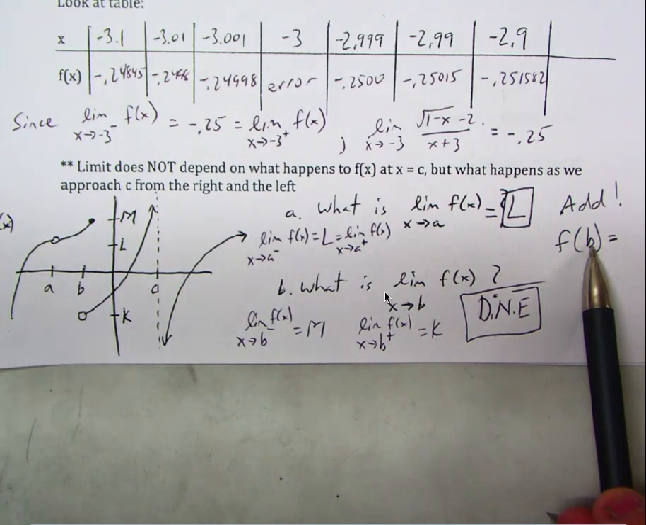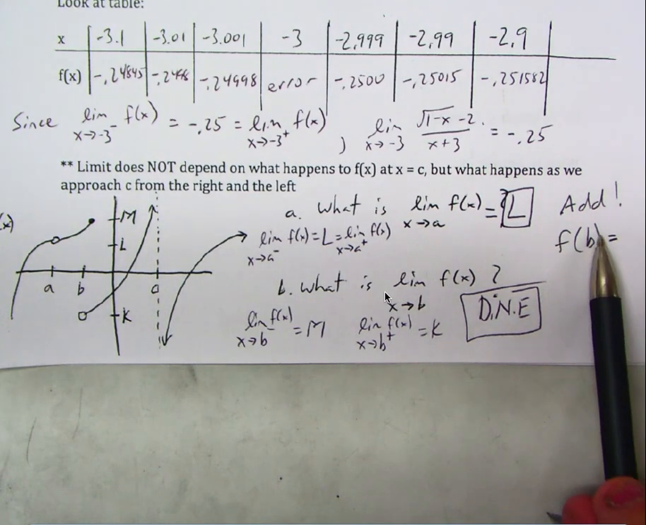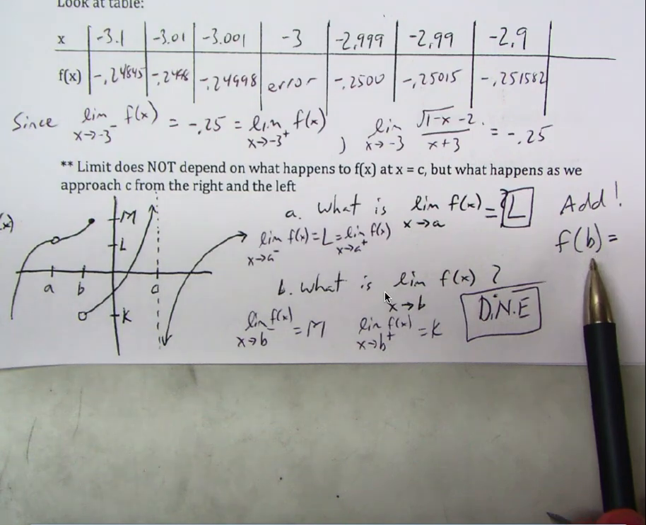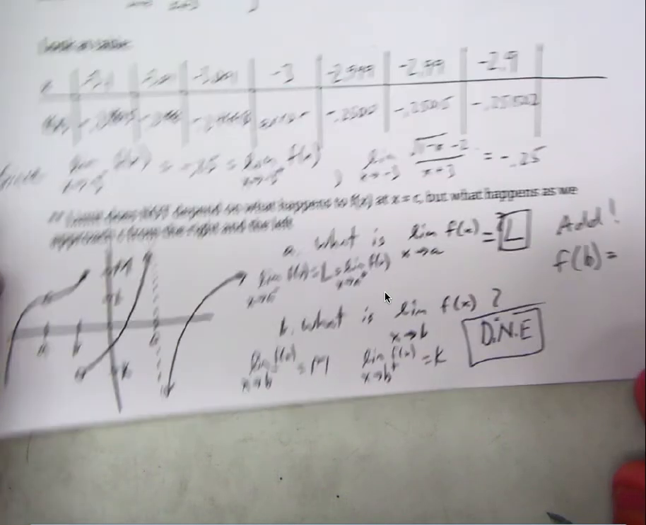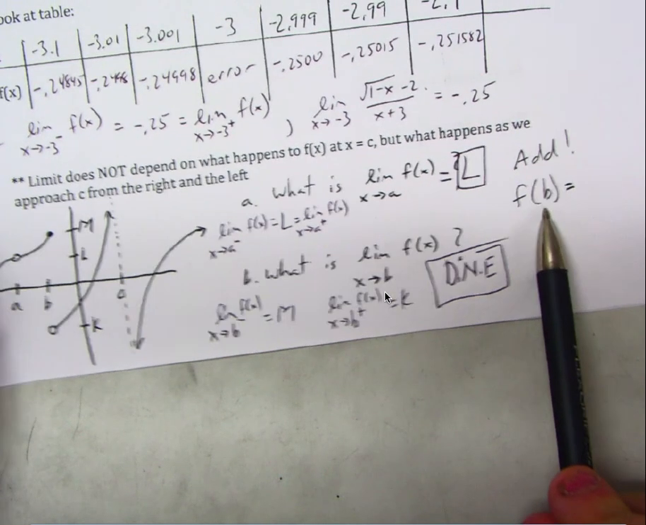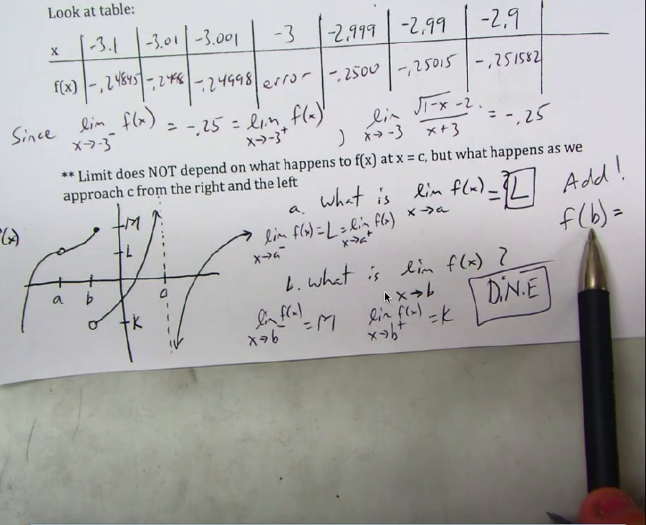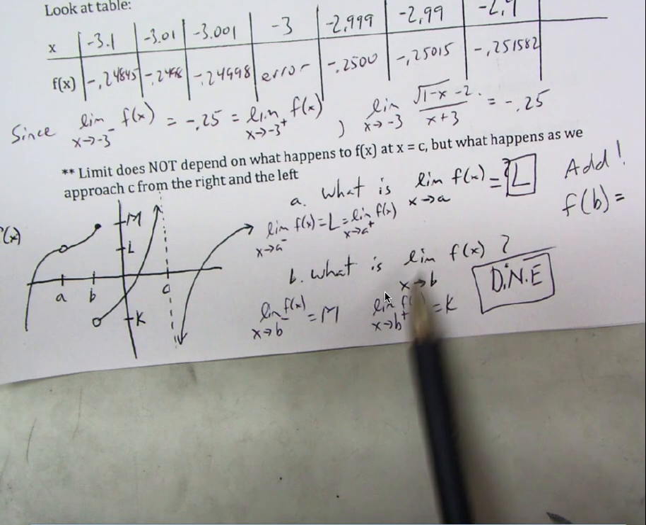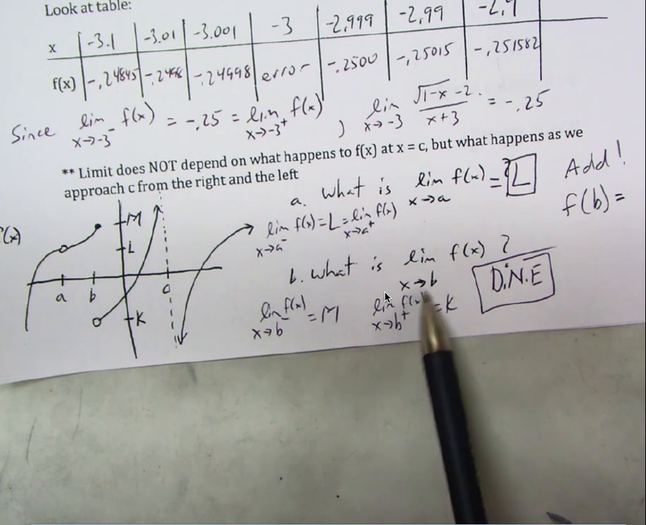So I also want us to be able to analyze and understand the difference about when we care about what's happening at an x value versus approaching an x value. If I say, what is f of b? So I look here, I care about the y value of this function when x is b. I can answer this question, even though the limit doesn't exist as x approaches b.